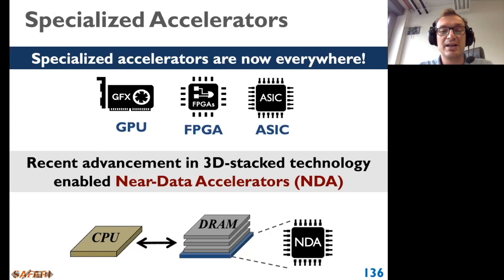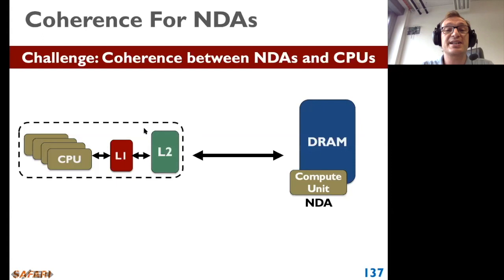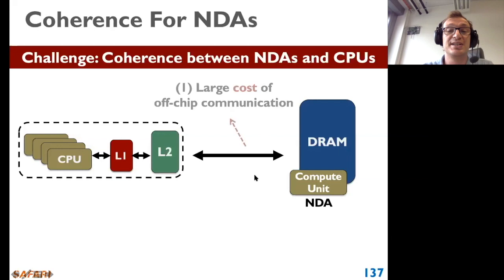There's a big challenge with near data accelerators and GPUs. One of the biggest challenges is coherence, as we discussed. Why? Because there's a large cost of off-chip communication. For example, if you have the coherence directory over here, the compute units over here need to get permission, so you need to cross the bus. If you have the coherence directory over here, which is not the traditional case, now these units need to get permission. If you replicate it, now you need to keep the coherence directory coherent, which is another problem. Replication doesn't work very well.